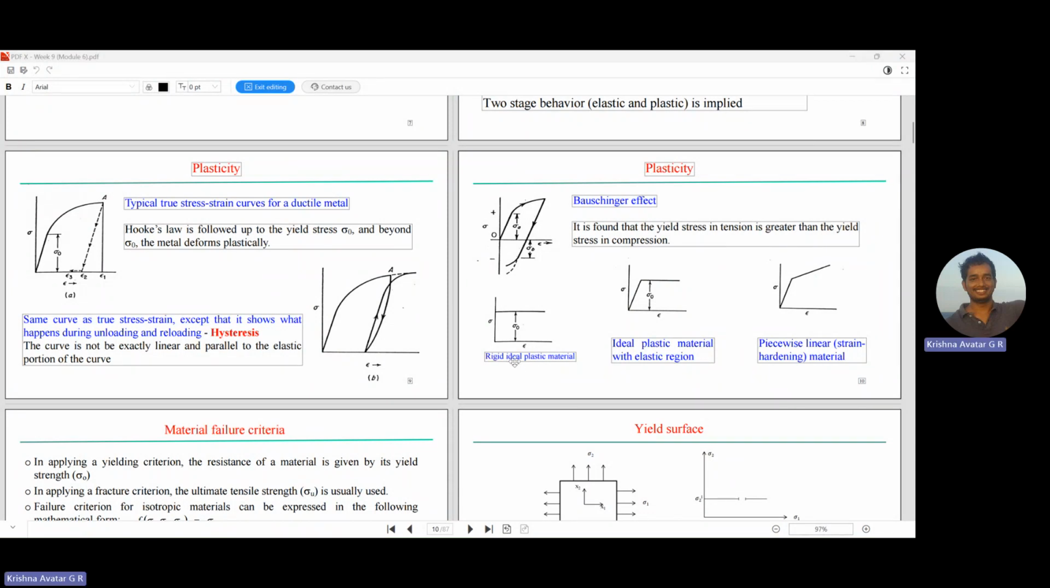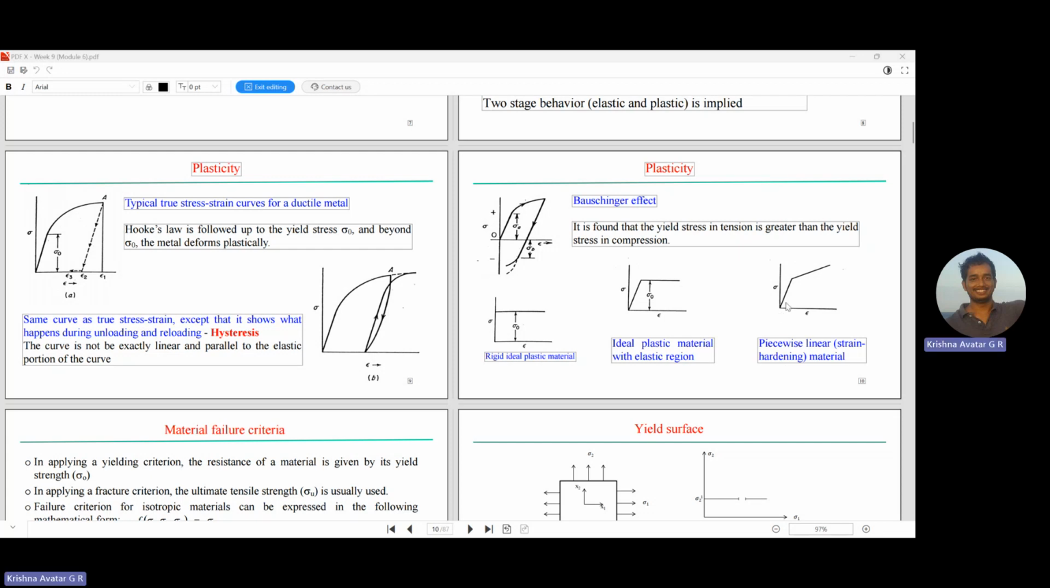Now, for a rigid ideal plastic material, unless we cross the yield stress, it won't deform. But after that, it will just keep on deforming even at constant stress. So this is for the rigid ideal plastic material. And for an ideal plastic material with elastic region, it will first deform elastically, then it will just keep on deforming at constant stress. And another one is what we call the piecewise linear strain hardening material.